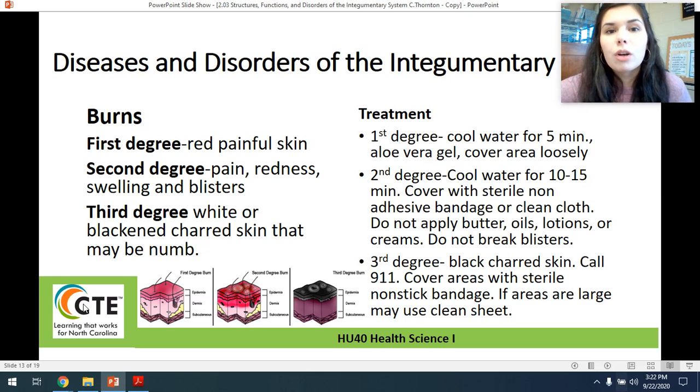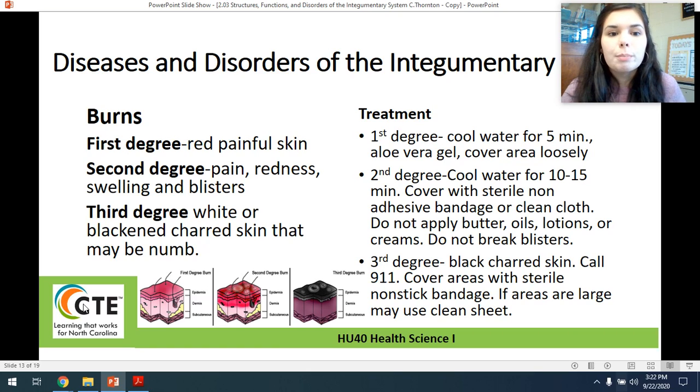When we talk about burns, there are 3 different types of burns. You have first-degree burns, second-degree burns, and third-degree burns. Your first-degree burn is just like a sunburn or if you just barely touch something hot for a split second, and it's usually just red or painful. And the treatment for a first-degree burn would be to cool the burn under running water for 5 minutes, applying some aloe vera gel to help cool it and take away some of the burning sensation on your skin, and then just to cover the area loosely.